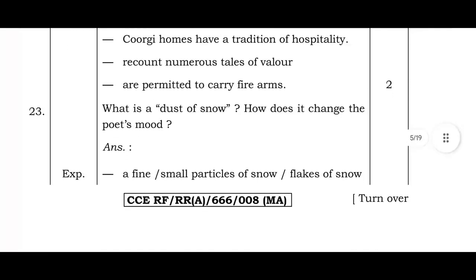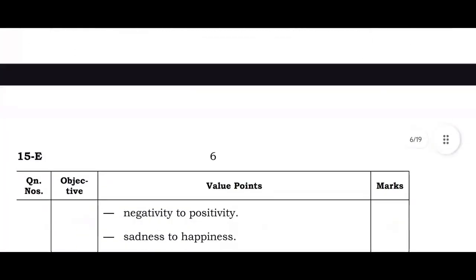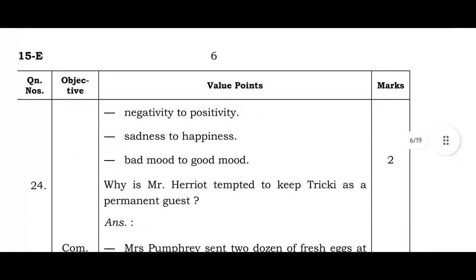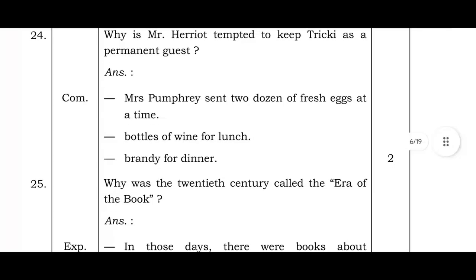What is a dust of snow? How does it change the poet's mood? A fine or small particles of snow or flakes of snow. Negativity to positivity, sadness to happiness, bad mood to good mood. Why is Mr. Harriot tempted to keep Tricki as a permanent guest? Mr. Pumphrey sent two dozen fresh eggs at a time, bottles of wine for lunch, brandy for dinner.